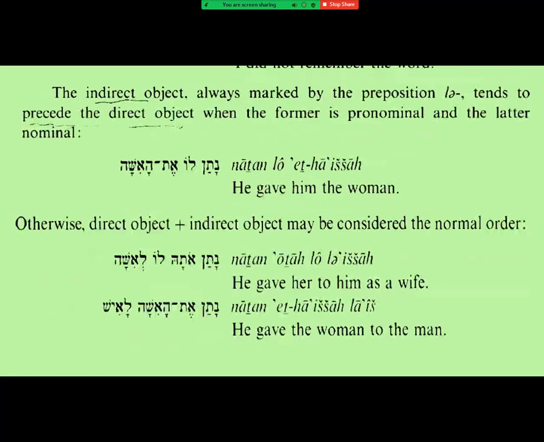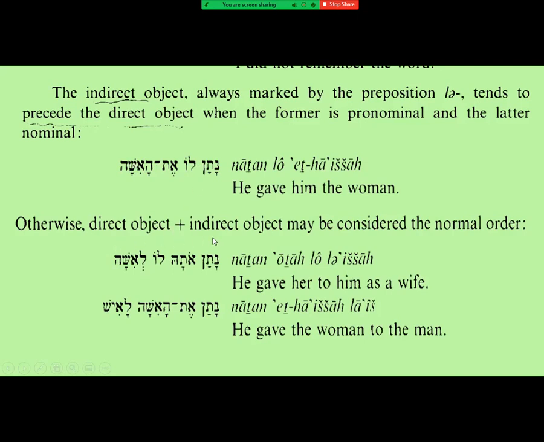An indirect object, which is always marked by the preposition la at the beginning, tends to precede the direct object when the former is pronominal and the latter is nominal. So in this case, we have the word lo, which means to him. Natan is he gave, so natan lo et ha'isha, which means he gave him the woman. He gave the woman to him. And again, whoever's receiving, it's the la in front of it.